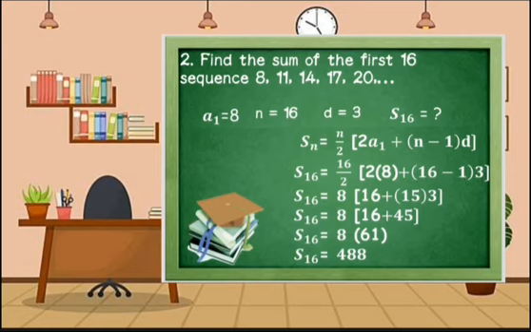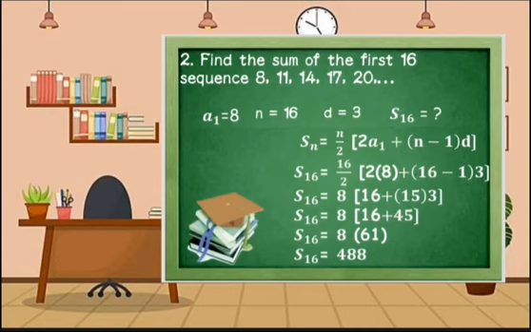So we have our s sub 16 is equal to the value of our n, 16, over 2 times a quantity of 2 times the value of a sub 1, which is 8, plus the value of our n, 16, minus 1 times the value of our d, which is 3. Then, s sub 16 is equal to 16 divided by 2 is 8 times 2 times 8 is equal to 16 plus 16 minus 1 is 15 times 3.